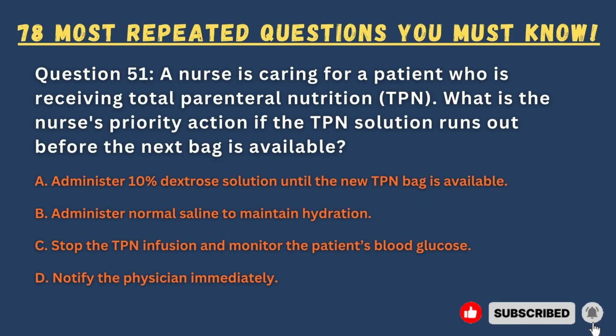A. Administer 10% dextrose solution until the new TPN bag is available. B. Administer normal saline to maintain hydration. C. Stop the TPN infusion and monitor the patient's blood glucose. D. Notify the physician immediately.